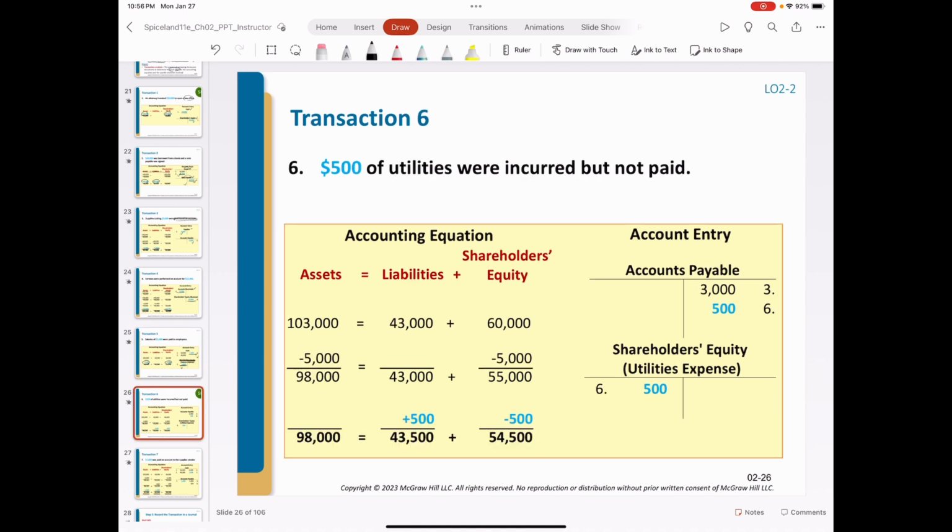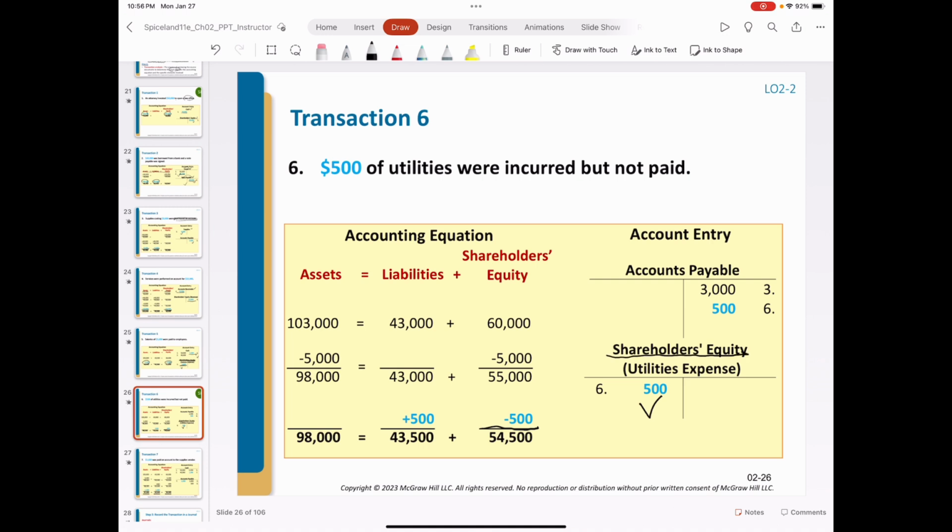Next, $500 utility were incurred but not paid. So utility is an expense to be recognized, right? So we're going to observe a decrease in the stockholders' equity because of an additional expense. Yeah, expense increases, so we debit expense. It's similar to the debit of stockholders' equity.